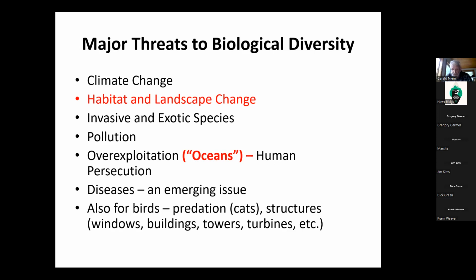And then in the oceans there's overexploitation, but one thing that has affected raptors in a very big way is human persecution. There was a lot of shooting going on. I'll provide a couple of examples of that later on. Diseases have been an issue around for a long time. We're trying to understand that issue much better. And then there's also a whole variety of factors very specific to birds: predation from cats, predation by other organisms, structures, windows, buildings, towers, turbines, etc. A variety of other issues that are really specific to the bird world.